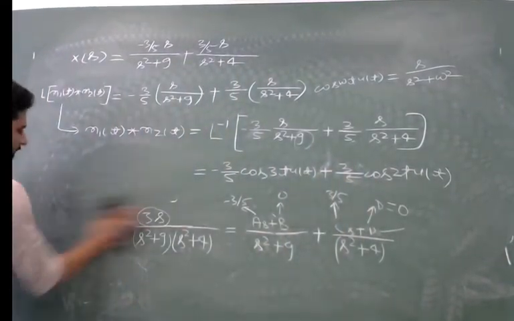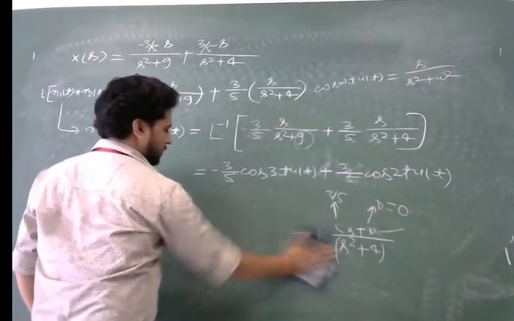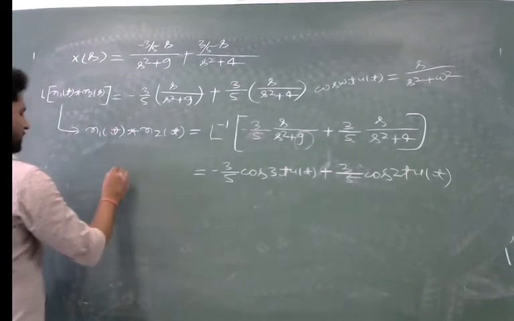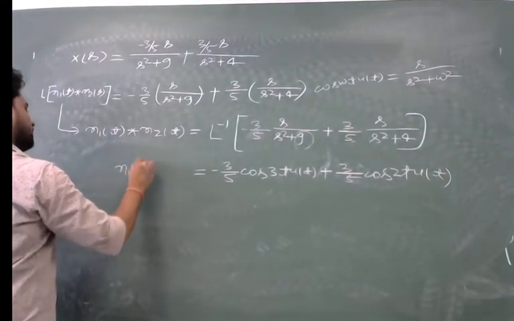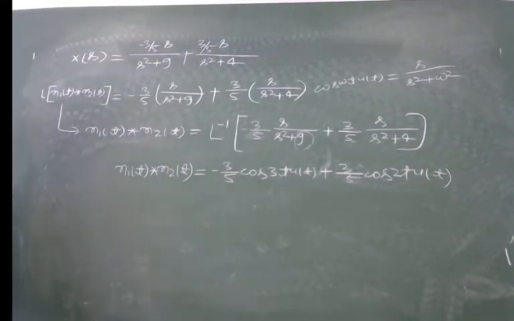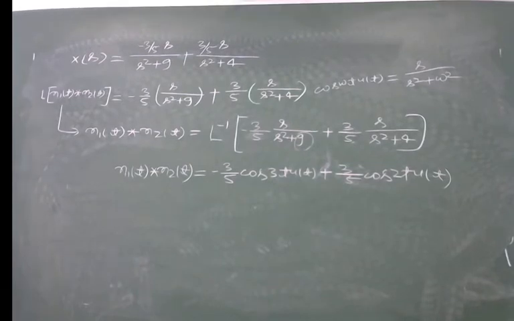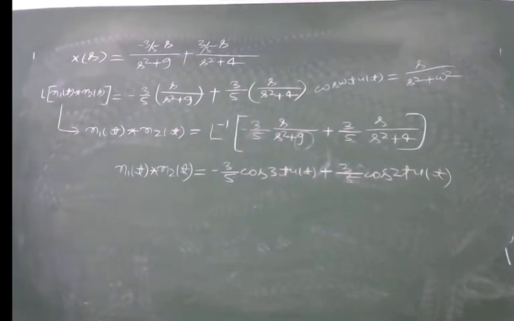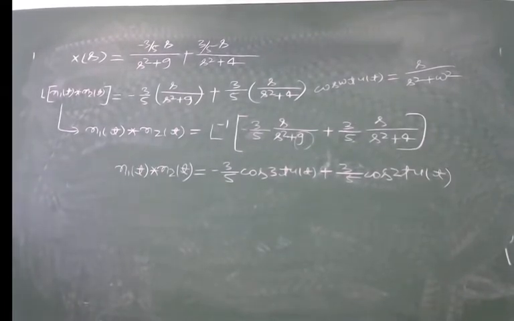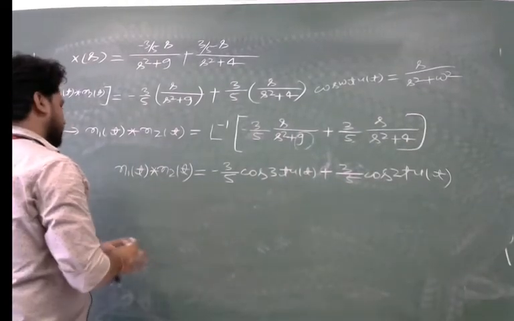So this is finally the result for the convolution of x1(t) with x2(t), by using the convolution theorem of the Laplace transform. The next example says that x1(t) is given as t u(t) and x2(t) is given as u of t minus 2.